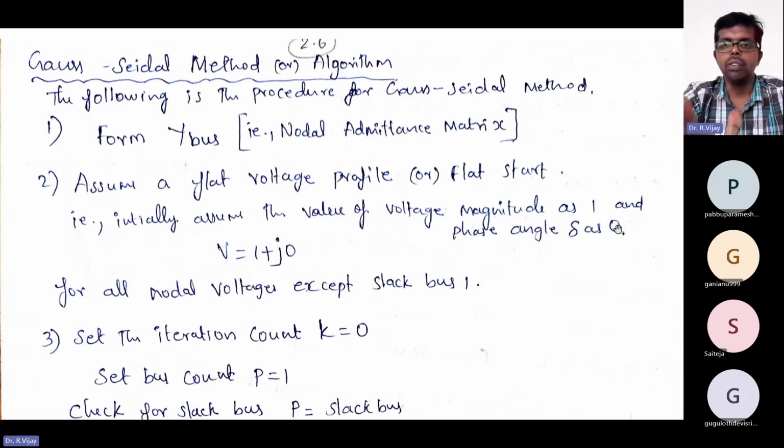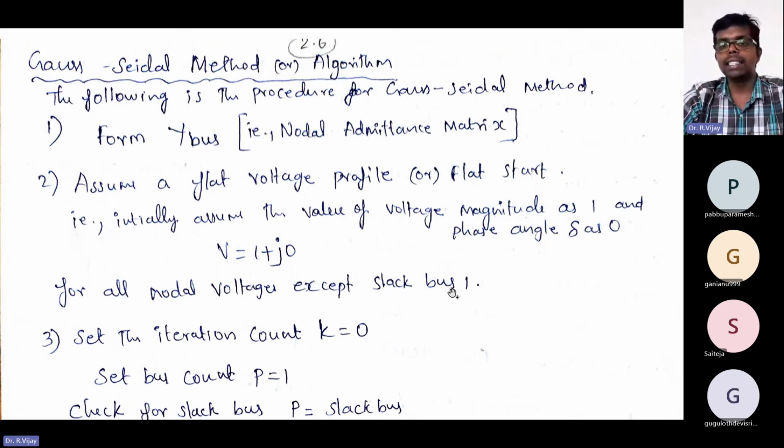The voltage is full. Say, for example, 11 kilovolt is the generator, so we are also generating 11 kilovolt. That is the meaning. So that's why we are assuming the flat start or flat voltage profile. That is, we are taking V = 1 + j0 for all nodal voltages except the slack bus. Why except the slack bus? Because the slack bus voltage we already know.